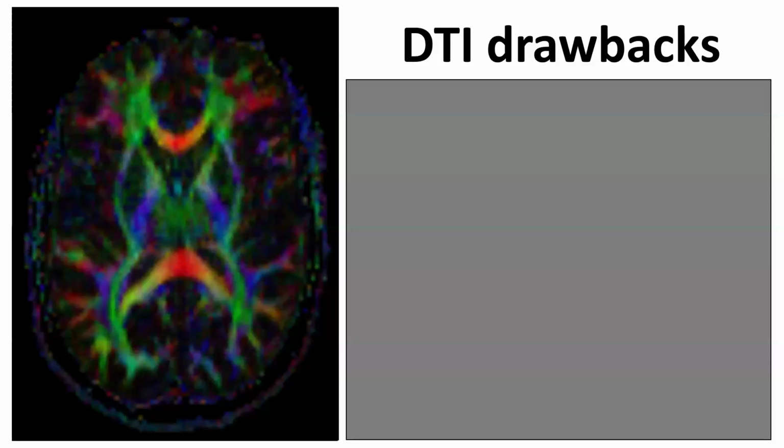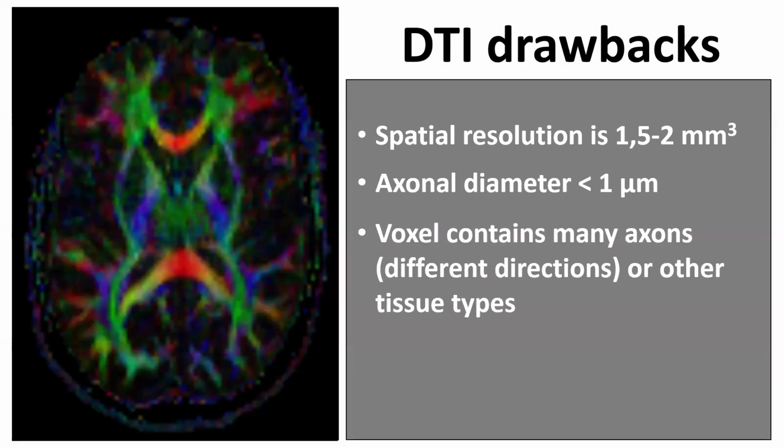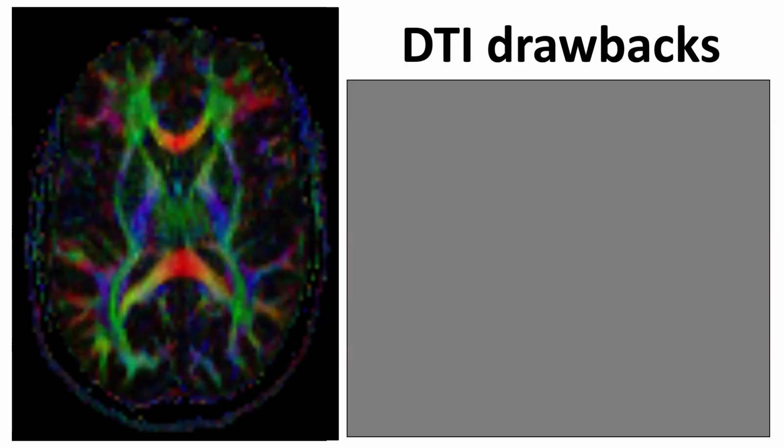So what are drawbacks of diffusion tensor imaging? The spatial resolution, which is quite high, taking into account that the diameter of one axon is less than 1 micrometer. So it's very difficult to visualize very small white matter fascicles. One voxel contains many axons in very different directions, or other tissue types, which can disturb the image or make interpretation difficult. And of course, it's difficult when you're dealing with intermingled white matter bundles or smaller white matter bundles.